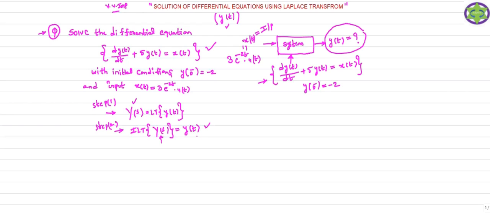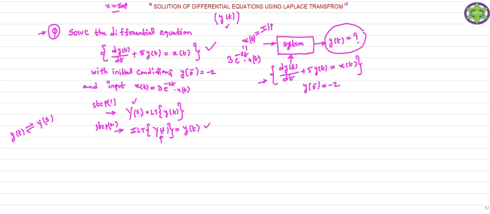so that we will get the response of the system, because the Laplace transform of Y of t is nothing but capital Y of S. And if you take the inverse Laplace transform of Y of S, you will get Y of t. Therefore you just find capital Y of S. After finding capital Y of S, you find the inverse Laplace transform of this Y of S.